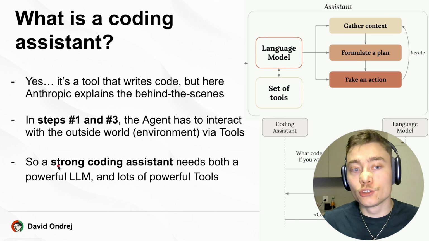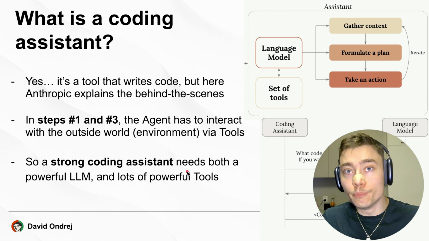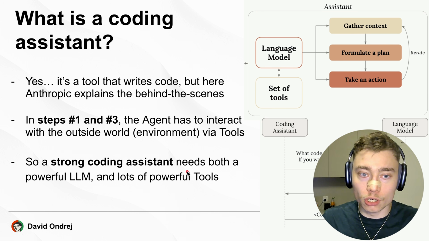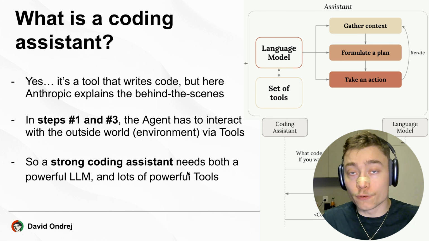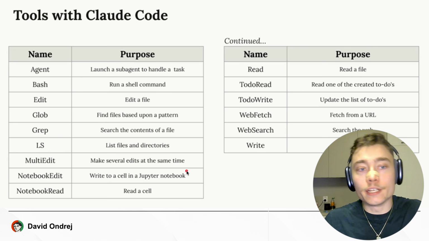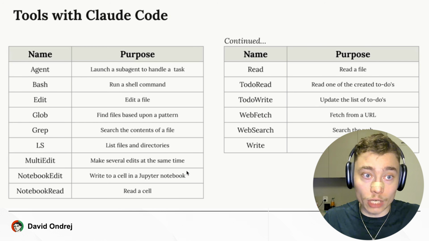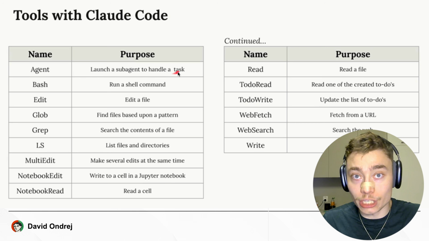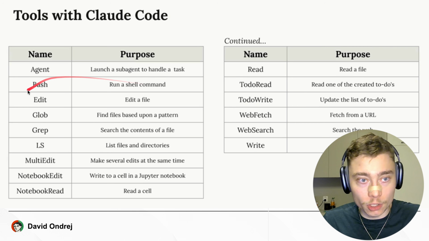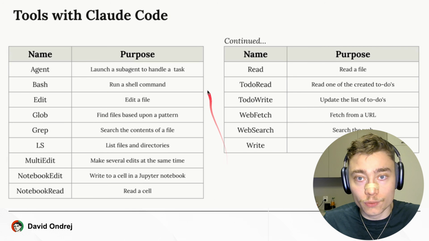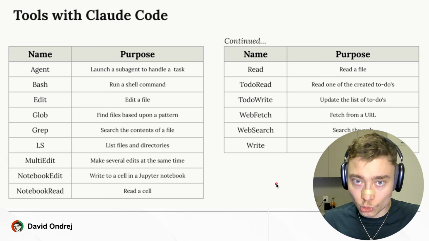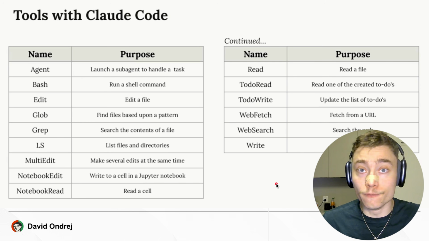This means that to have a strong coding assistant, you need both a powerful LLM, a strong AI model, and also lots of powerful tools that the AI model can use. And here are just some of the tools that Claude Code has. You can see that agent can launch a sub-agent to handle a task. Bash, run a shell command, edit the file, and so on and so forth. It has lots of built-in tools, which is what makes Claude Code very, very powerful.